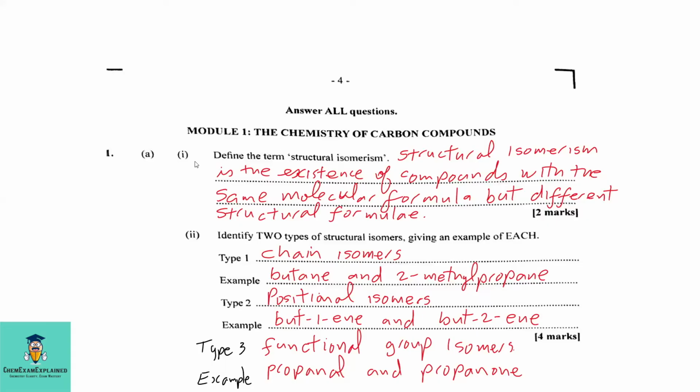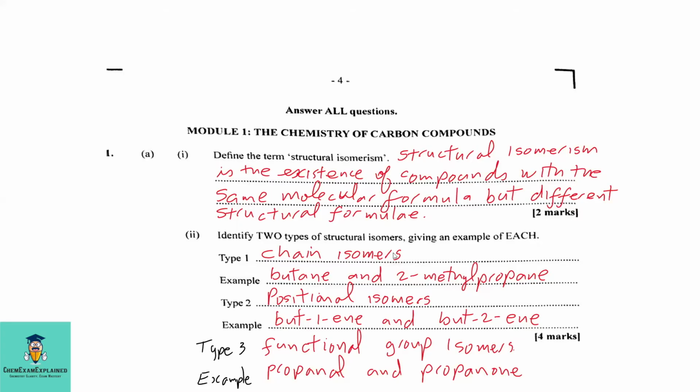1A, Part 1. Define the term structural isomerism. Structural isomerism is the existence of compounds with the same molecular formula but different structural formulae. Part 2. Identify two types of structural isomers, giving an example of each.